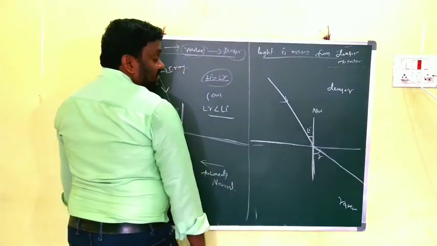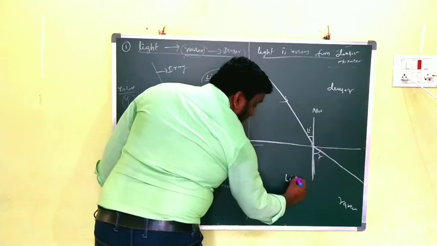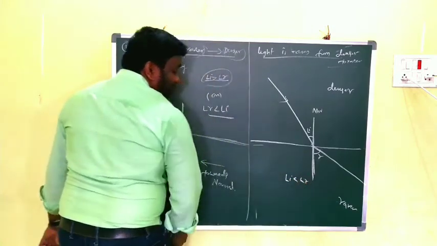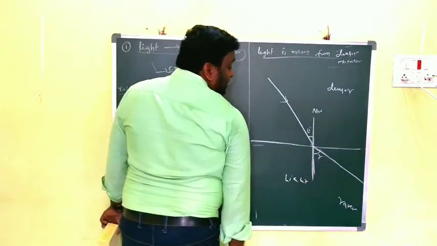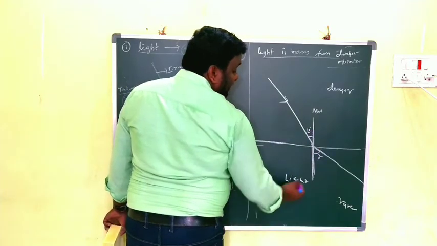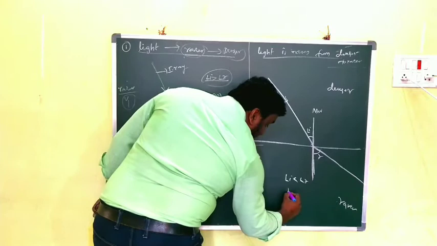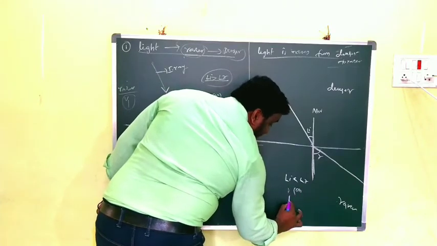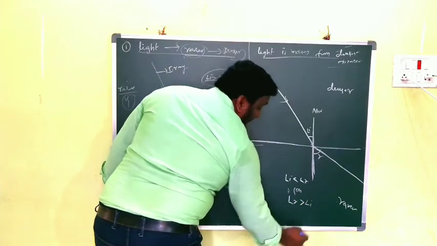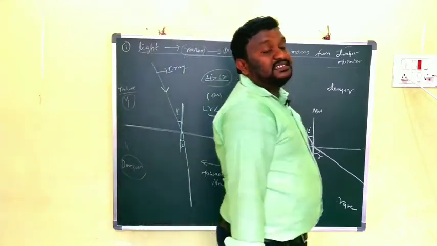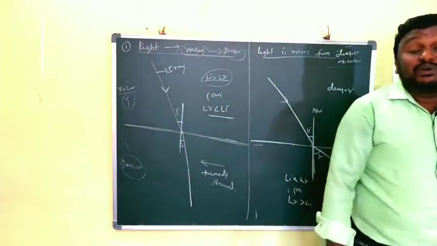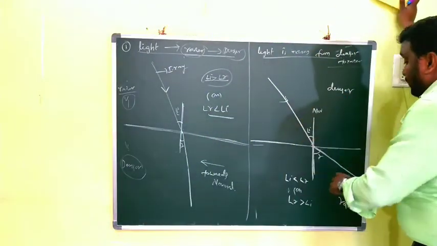Then what do you observe, children? In this case, angle of I is less than angle of R. Here this is the angle of incidence, and this is the angle of refraction. Angle of R is greater than the angle of I. That's why the light ray is moving away.